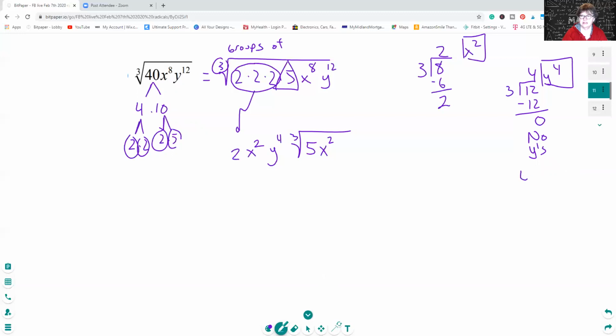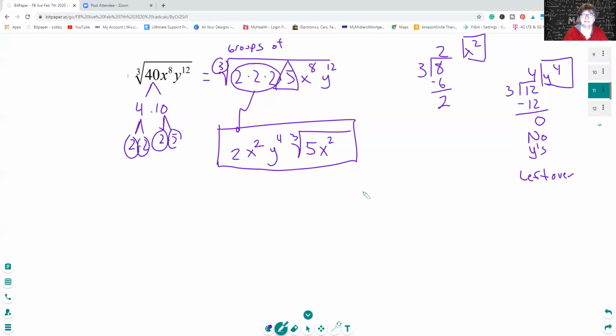No y's left over. And so I'm not going to put any y's under my radicand, my radical symbol. That's my answer. And on a cube root, I don't need to worry about absolute values. So that would be my answer.